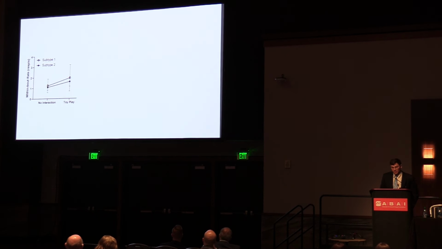So on the x-axis, we've got our FA condition, either the no interaction condition on the left or the twin play condition on the right. This corresponds, by the way, to the mean and standard error of measurement for subtype 1 in the open circles and subtype 2 in the closed circles.